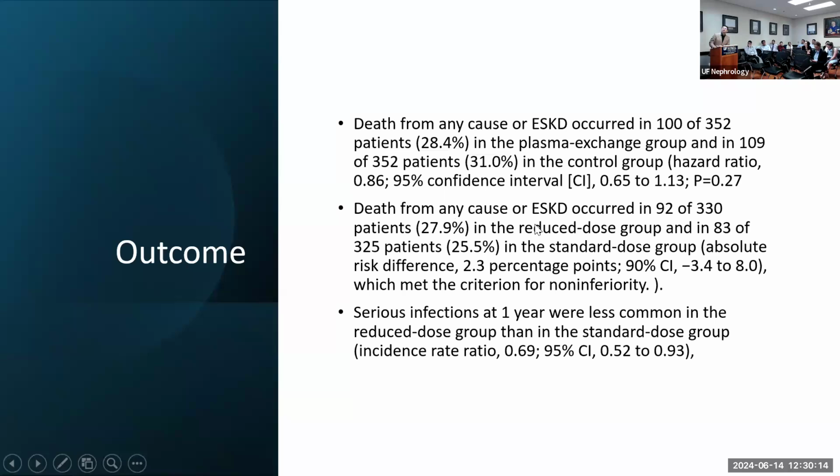And then death in the reduced dose group was 27%, and in the standard dose group 25%. It met the criteria for non-inferiority. And serious infections at 1 year were less common in the reduced dose group than in the standard dose group. So based on this trial, plasmapheresis cannot reduce mortality. The reduced dose group is as effective as the high dose group.